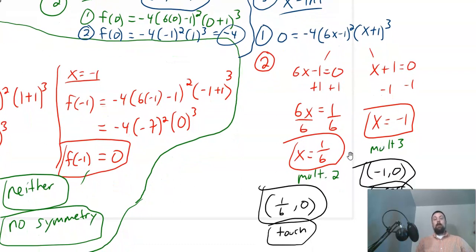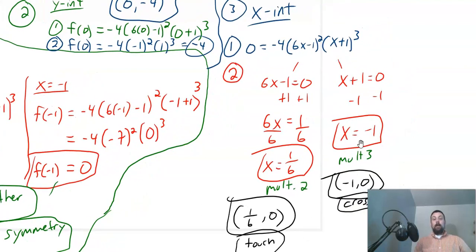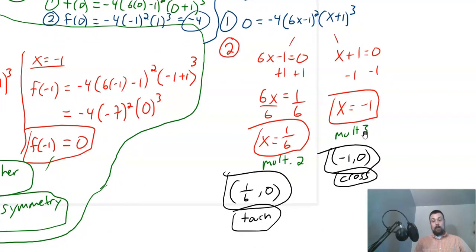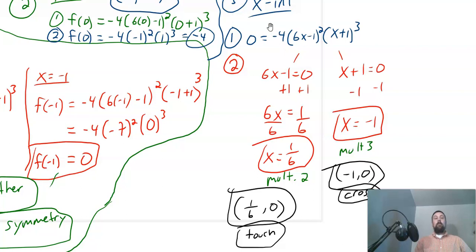The multiplicity will tell me whether the graph crosses or touches at these x-intercepts. For 1/6, the multiplicity was 2, because that was the exponent up here, which is an even number, which means the graph will touch at that point. It'll touch the x-axis, but won't cross through. For -3, the multiplicity is 3, because that's the exponent up here. And that's an odd number, so the graph will cross the x-axis at that point. This -4, you might be wondering, why didn't I do anything with that? Because it doesn't have a variable. It doesn't produce a solution, so it does nothing for finding x-intercepts. You can just ignore it for that exercise.